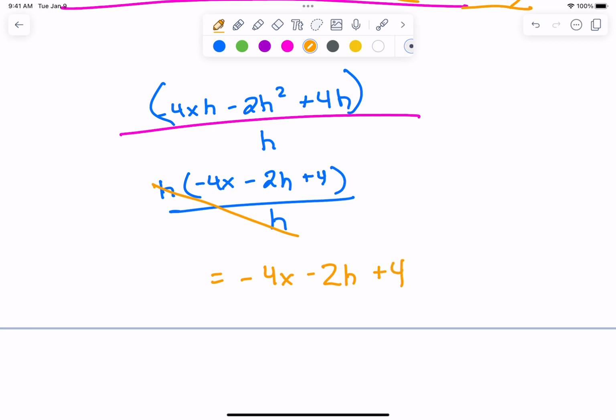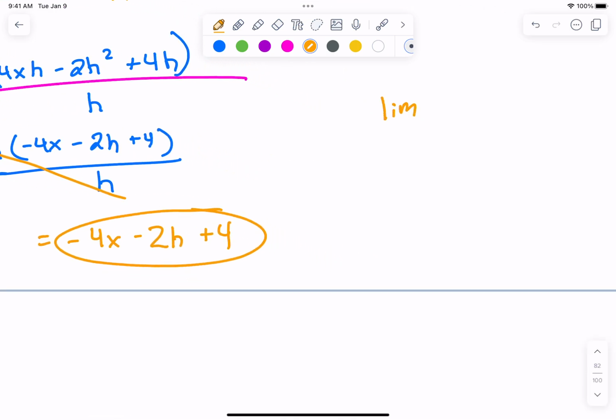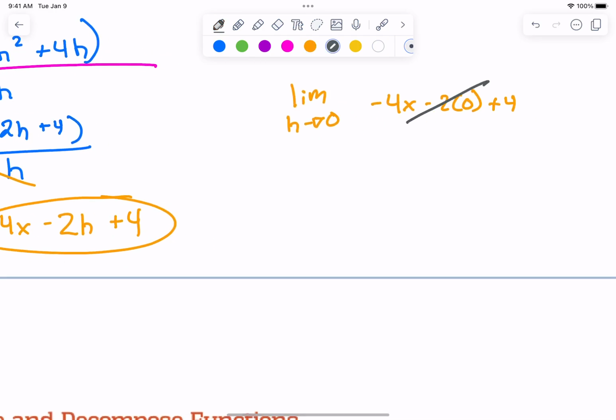Okay, calc kids, I still have h's in my answer. Do you know what happens now? Plug in 0, right? This is the limit as h goes to 0 of that junk. If I plug 0 in, I get negative 4x minus 2 times 0 plus 4. This goes away, right? And your derivative is negative 4x plus 4, yeah?